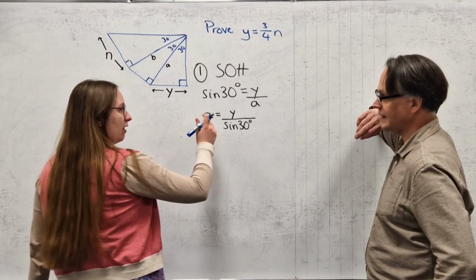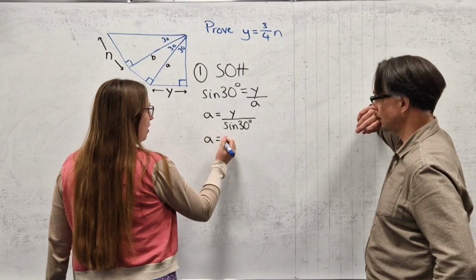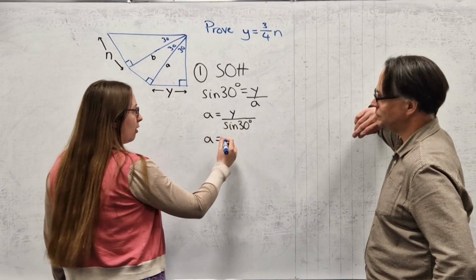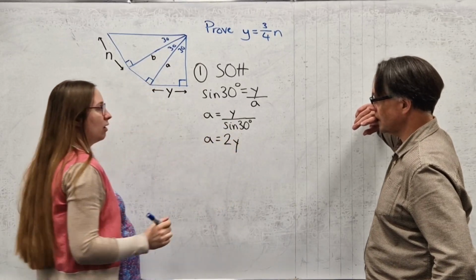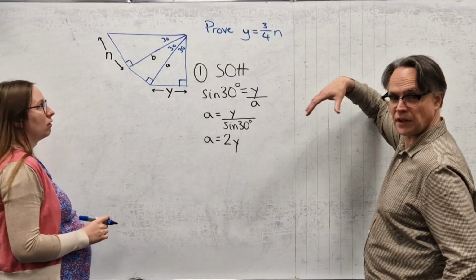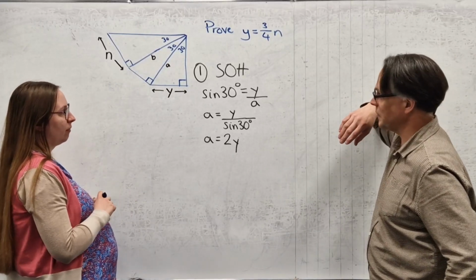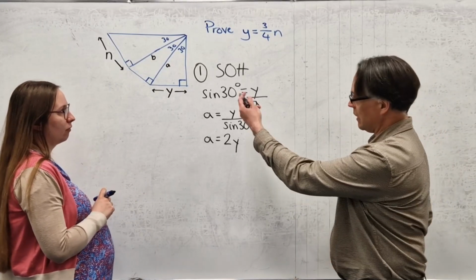So that's a half, isn't it? It's a half, yeah. Okay, so if we're dividing by a half, that's the same as timesing by 2. So A equals 2y.